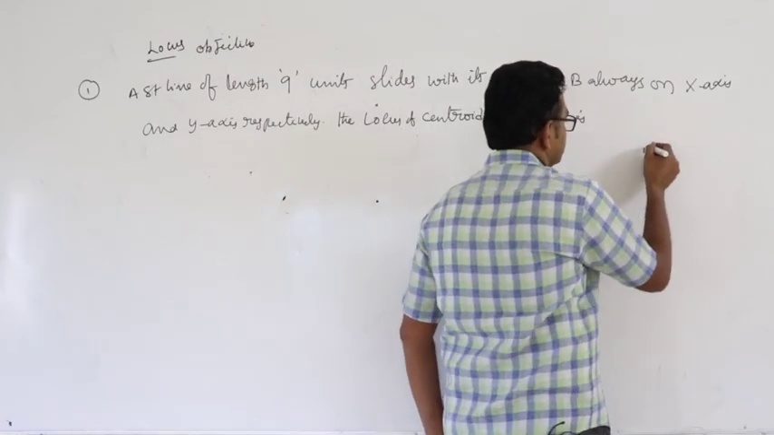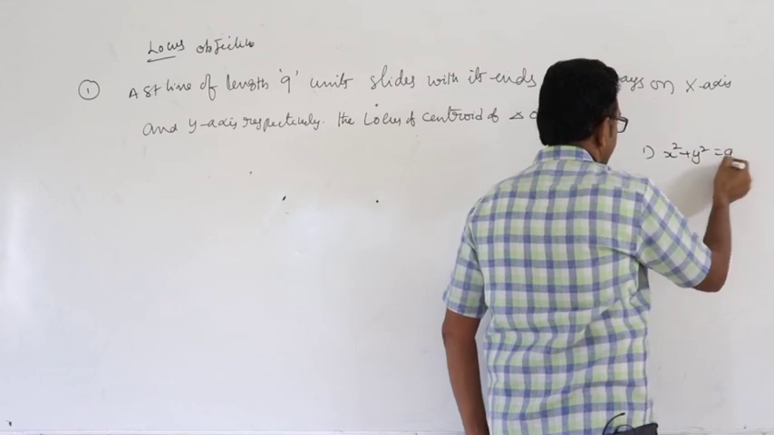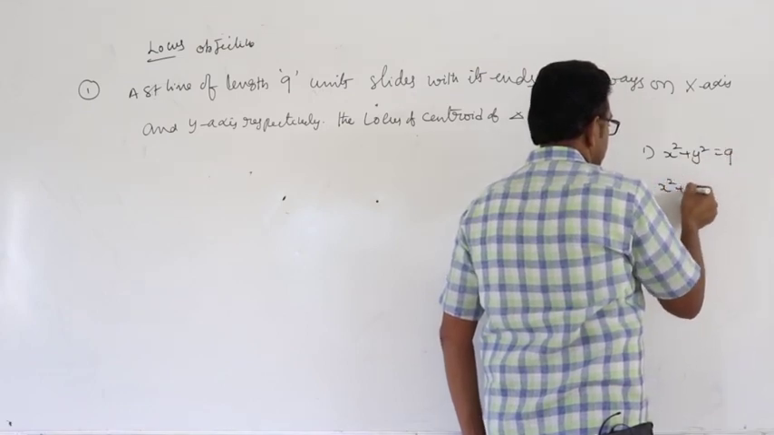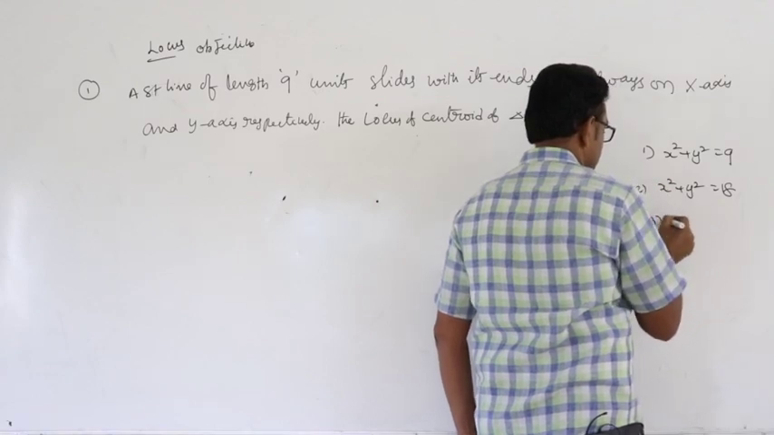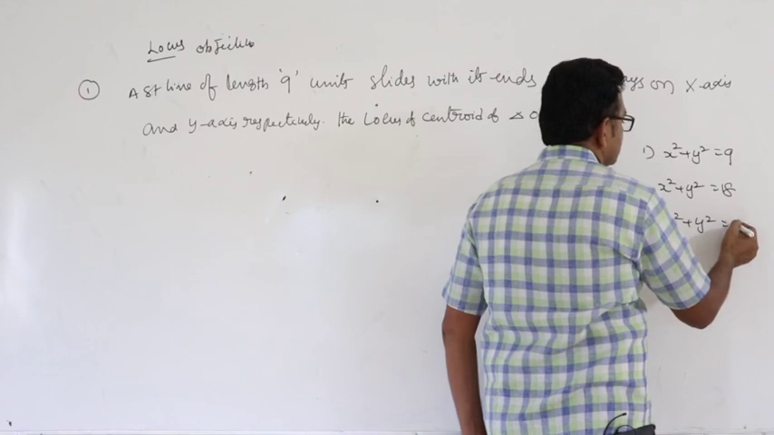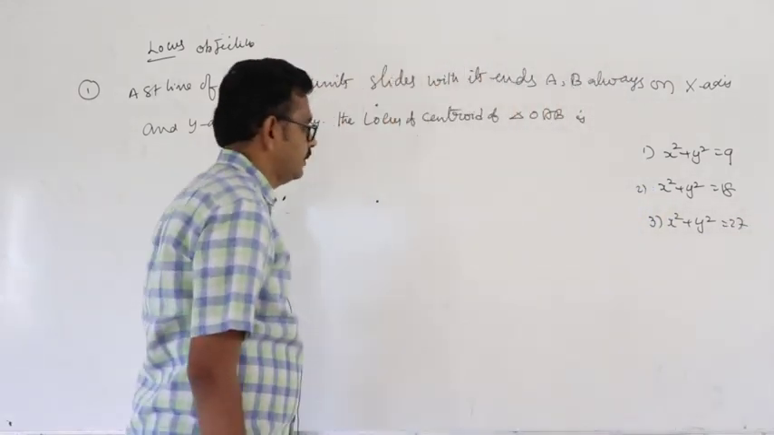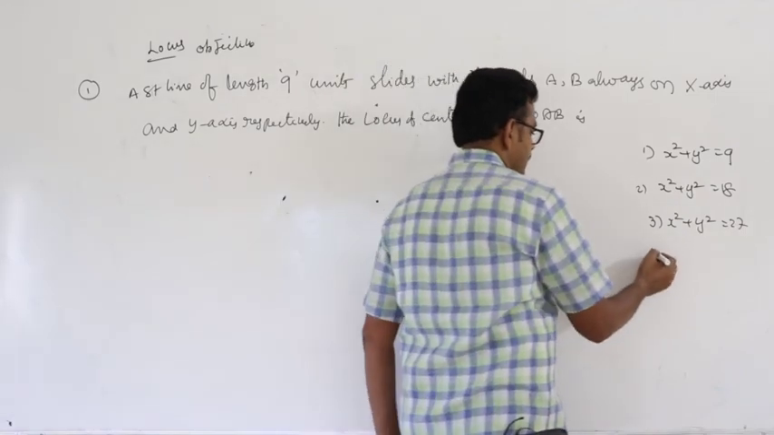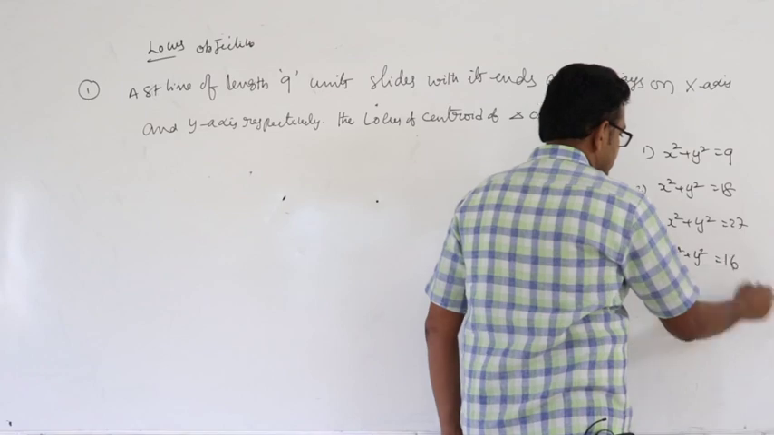First option, x square plus y square is equal to 9. Second, x square plus y square equal to 18. Third, x square plus y square is equal to 27. And fourth option, x square plus y square is equal to 16.